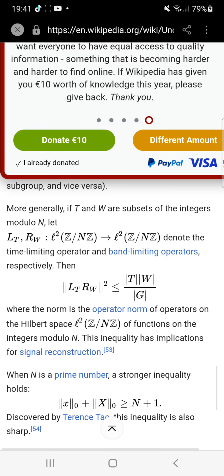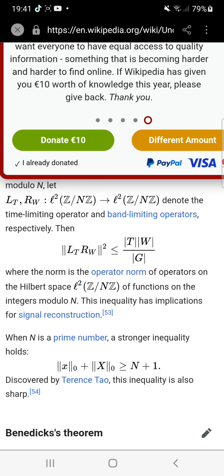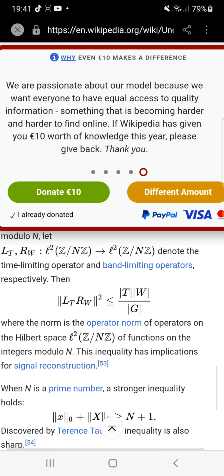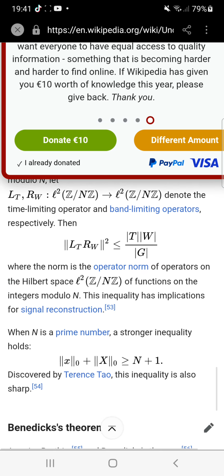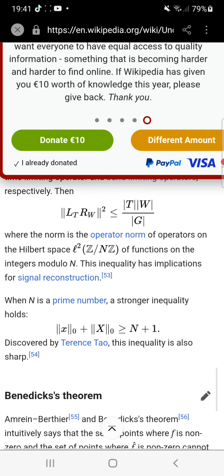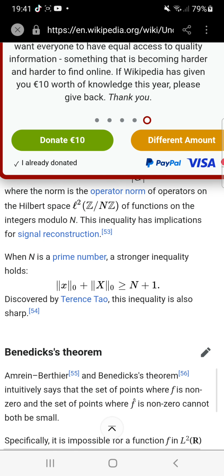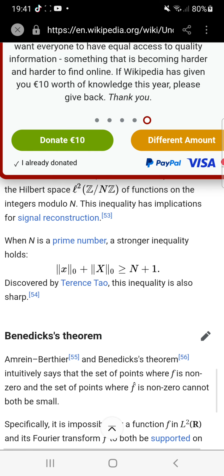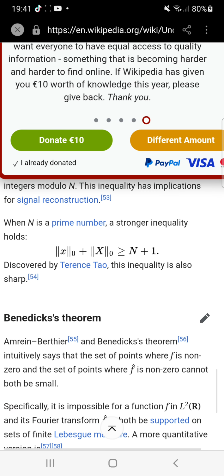More generally, if T and W are subsets of the integers modulo n, let L_T R_W squared denote the time limiting operator and band limiting operator respectively. Then the norm of L_T R_W squared is smaller or equal to the square root of the cardinality of T times W divided by n, where the norm is the operator norm of the operators on the Hilbert space L squared of functions on the integers modulo n, and this inequality has implications for signal reconstruction.